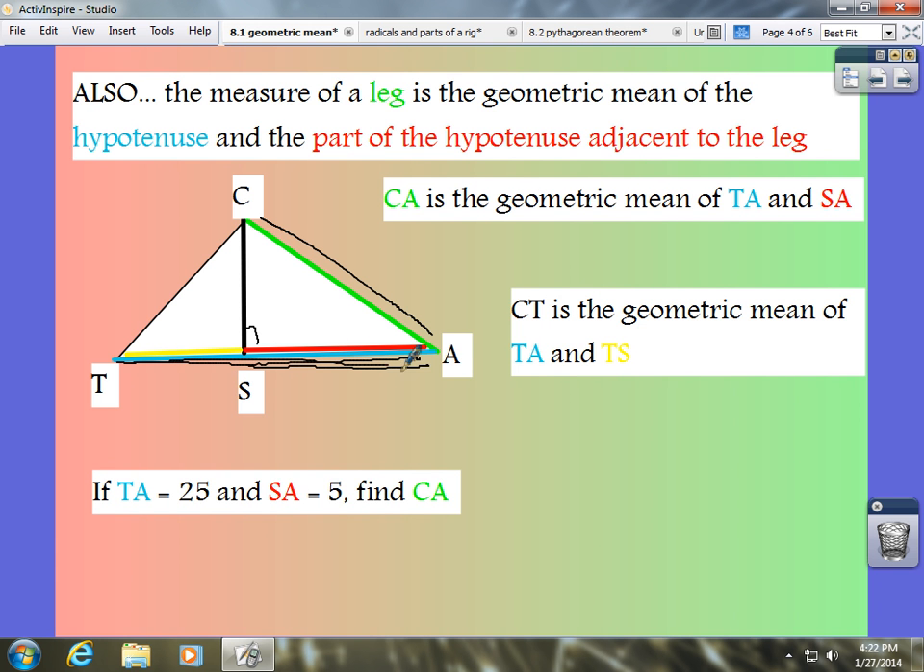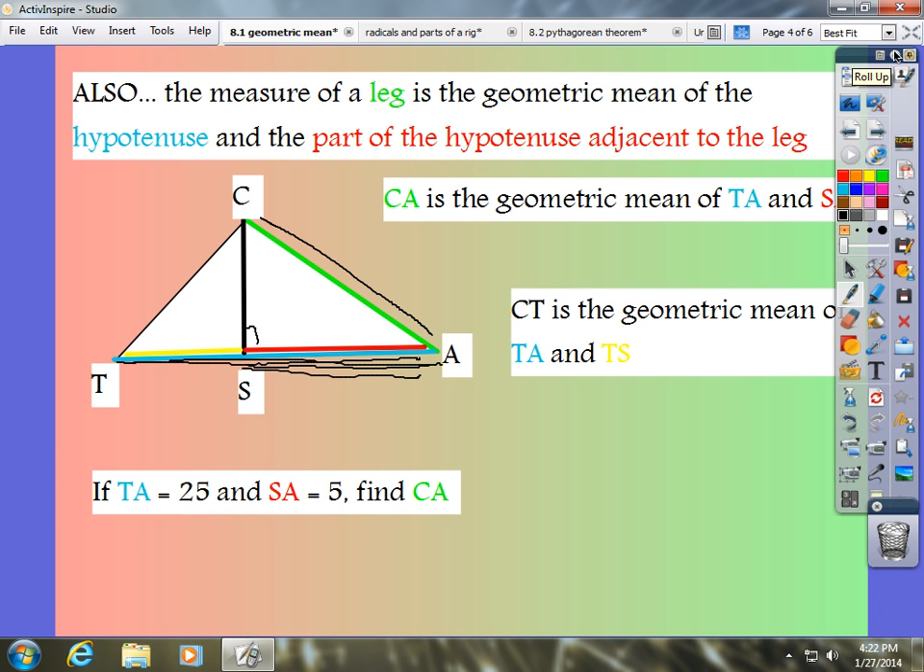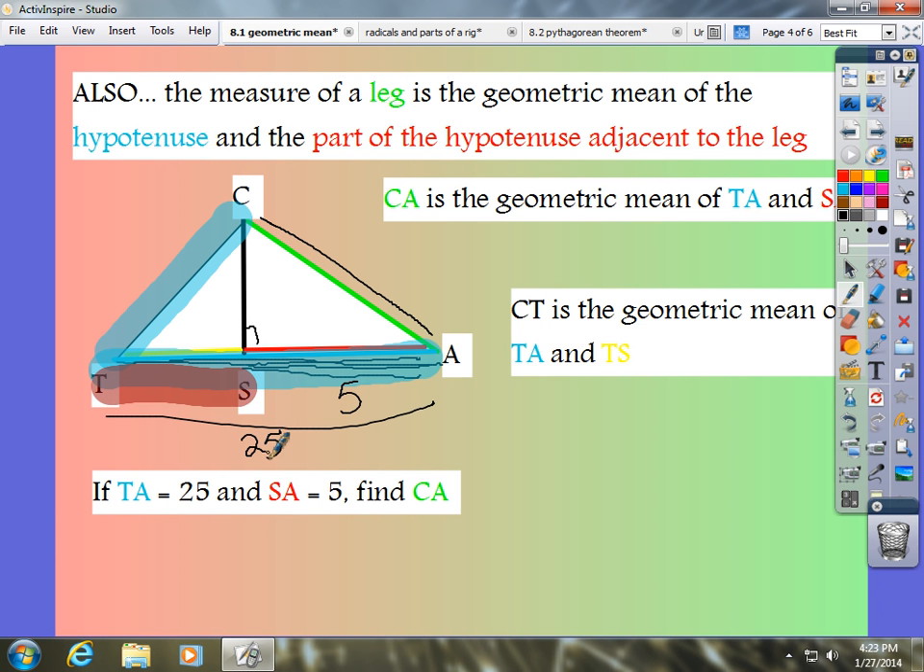And bonus, let's see if I can highlight. Let's highlight it in blue. This segment here is going to be the geometric mean of the whole hypotenuse and this little part here. Okay, all right, so let's get to figuring this out. If TA, which is the hypotenuse, is 25 and SA is 5, and this whole thing is 25, I want to find CA. I want to find the leg. The leg is my x.